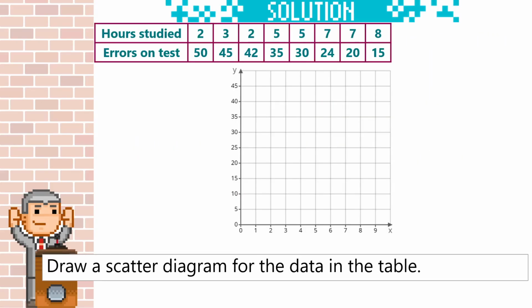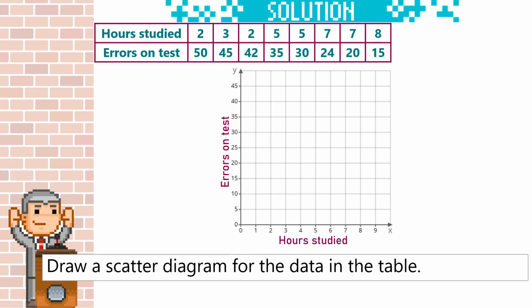To draw a scatter diagram, we need to first of all identify which variable is going on which axis. The hours studied is the independent variable, and the errors on the test is measured by the researcher, therefore it is the dependent variable and will go on the left-hand axis or the y-axis.